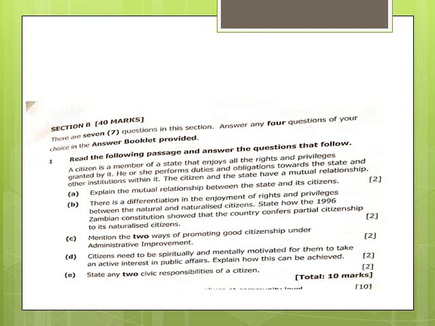So let's see. A citizen, that's the question. A citizen is a member of a state that enjoys all rights and privileges granted by it. So that is a citizen. They have already defined a citizen for us. He or she performs duties and obligations towards the state and other institutions within it. The citizen and the state have a mutual relationship. So question 1A, explain the mutual relationship between the state and the citizen.